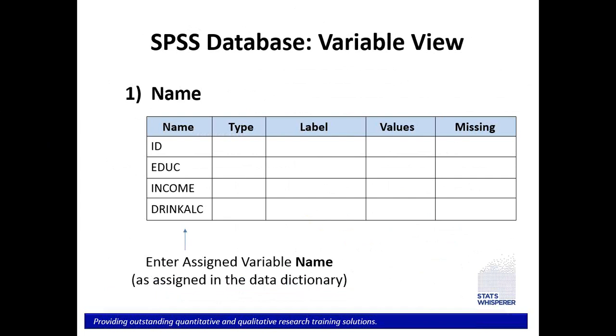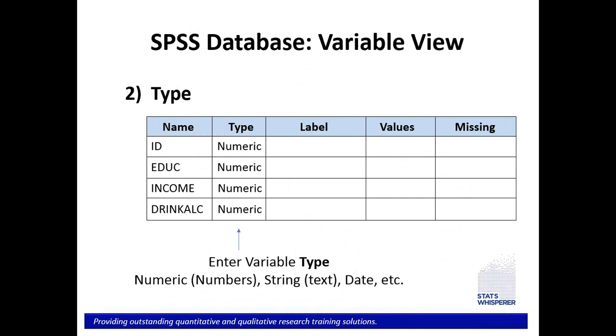Now recall, on our data dictionary, item 1, highest education level, was called educ, EDUC. So we put that right in there. So the ID, then educ, and then we just go down the line, putting the names of the variables as per the data dictionary. Personal income, item 2, was income, and then item 3, have you ever had a drink of alcohol, drink alc, and so on. So we've entered them all in the name column.